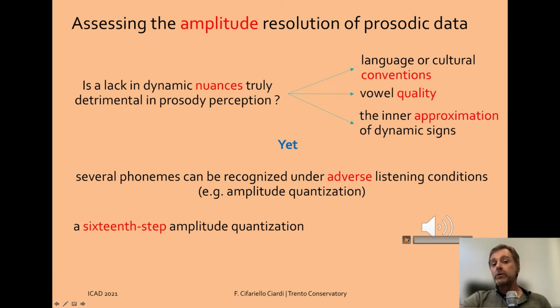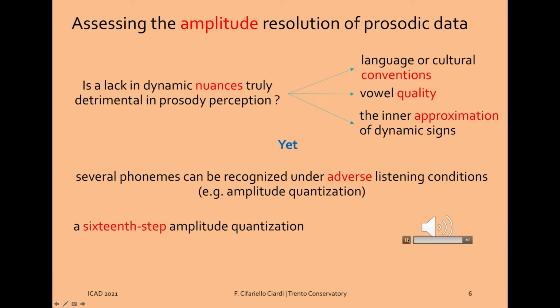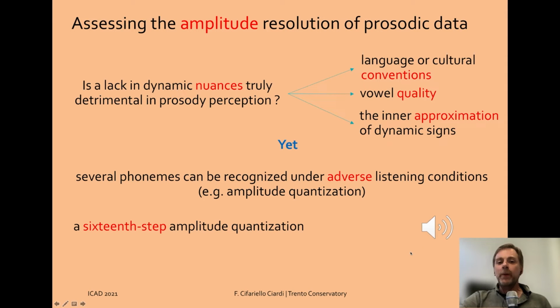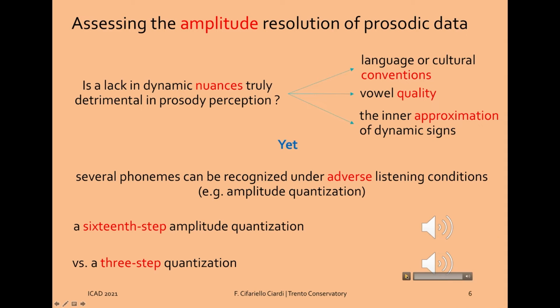In this example, the transcription is realized by applying a 16-step amplitude quantization, whereas a 3-step quantization only is used in this other example.